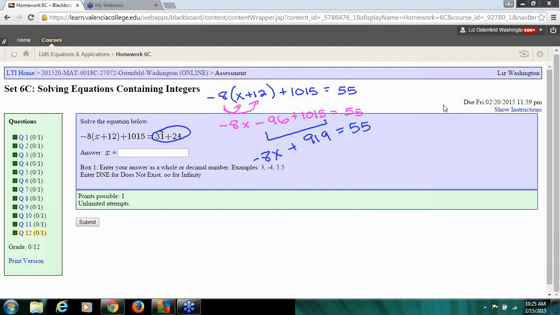And then I'm going to continue to solve by moving the 919 to the other side by doing the opposite operation.